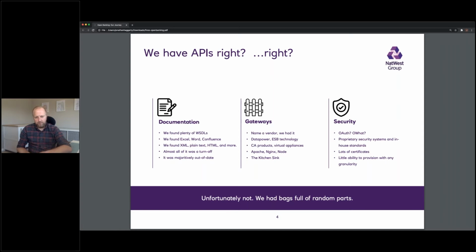So the second thing that's probably worth having a look at is, do you have any API gateways in your organisation? And gateway again is a very nebulous term, but there are things that allow you to expose functionality from your organisation in a consistent way. And again, turns out we had a lot of products in this space. We had everything from Apache and Nginx through to products like IBM's DataPower, CA's Layer 7 product, you name it, we had it.